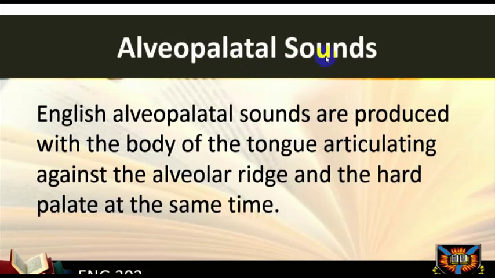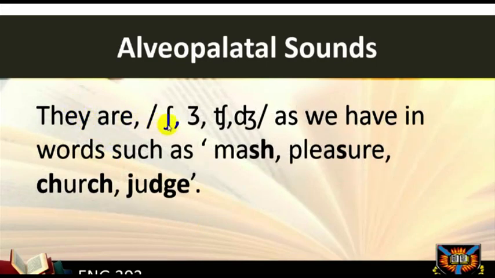Alveolar palatal sounds. As the term suggests, English alveolar palatal sounds are produced with the body of the tongue articulating against the alveolar ridge and the hard palate at the same time. They are the sounds we have in words such as match, church, judge.